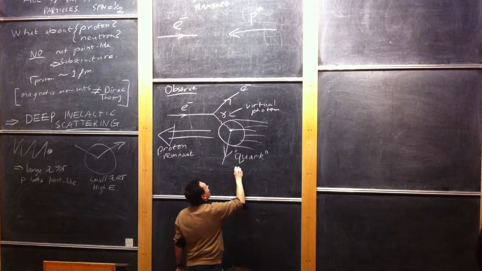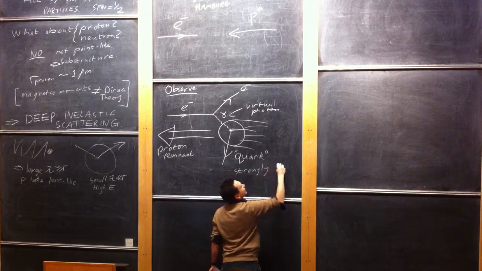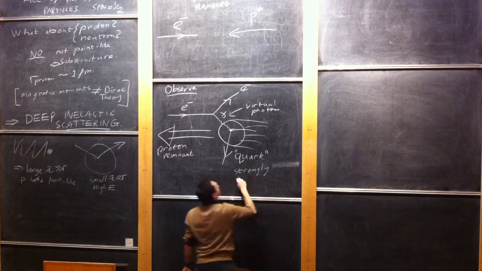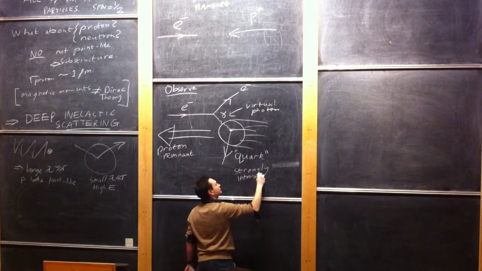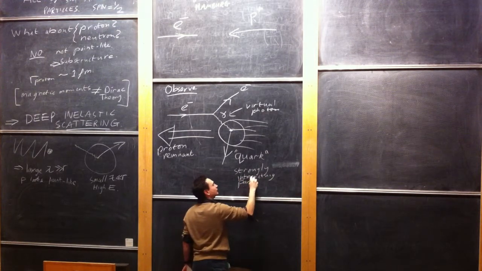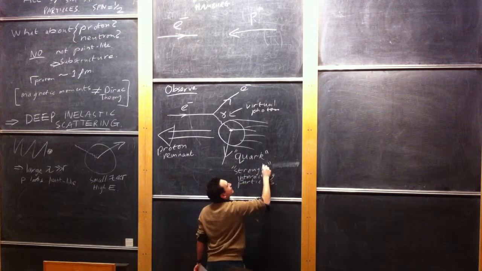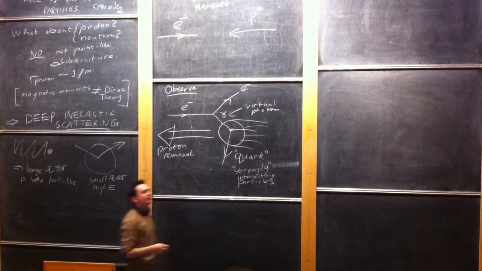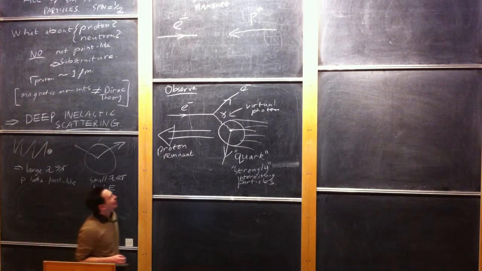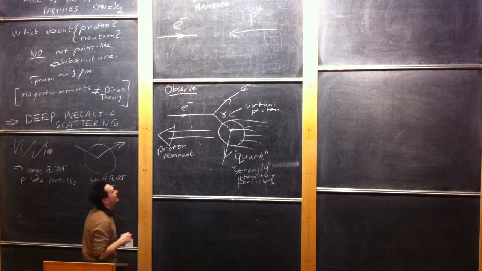Now, the quarks are strongly interacting particles. And by strongly, I mean interacting with the strong nuclear force. So these are objects which are sitting inside the proton and inside the neutron.